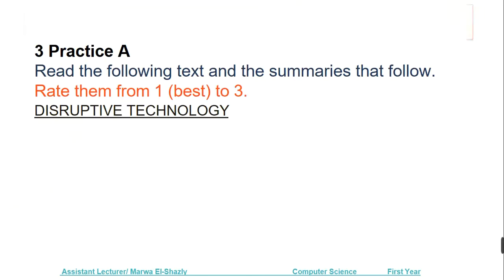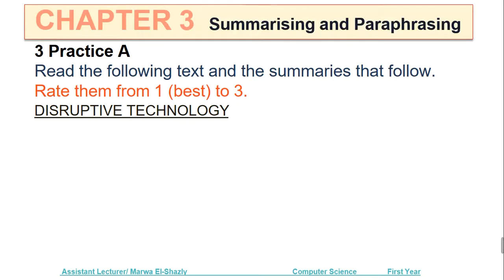طيب 3, practice A. Read the following text and the summaries that follow. Rate from 1 best to number 3. It's about this disruptive technology. Disruptive technology means technology جديدة تيجي, okay, it's very advanced, تيجي to disturb or disrupt، تلغي disrupt التكنولوجي اللي قبلها. تمام.